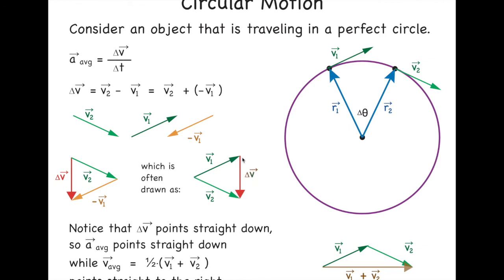And V1 plus delta V, if you just rearrange this equation, is V2, right? So either way, we see that delta V for this particular configuration of evaluating from here to here on the circle results in V2 pointing straight down. And since average acceleration is just delta V vector divided by the time it takes to get from here to here, the average acceleration also points straight down for this configuration.